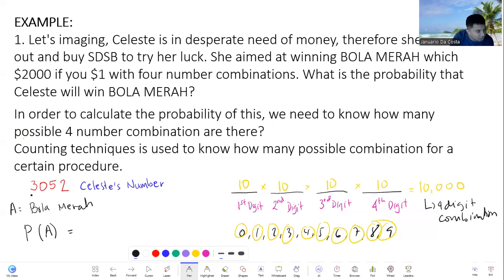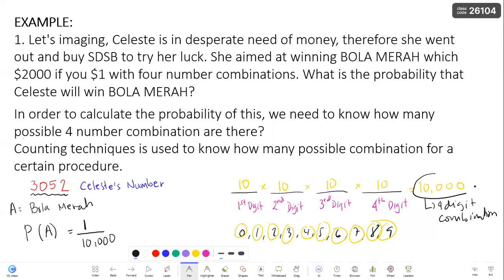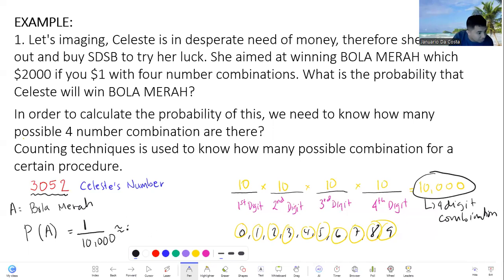Out of 10,000 possibilities, the probability of this is very, very low. So which is about 0.01%, or approximately 0.01% probability for Celeste to get the red ball.